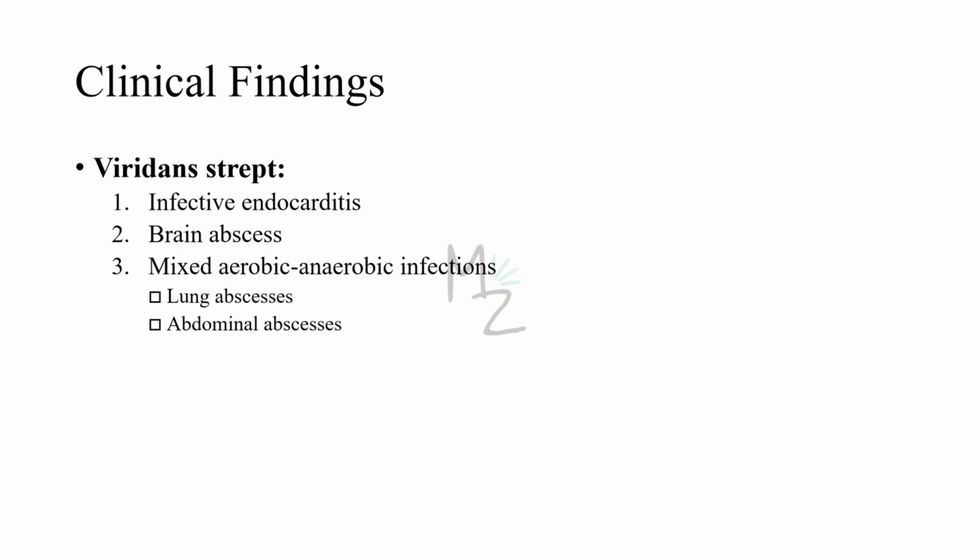Viridans streptococci, for example, Strep mutans, Strep mitis, etc. They are responsible for causing infective endocarditis. When they enter the bloodstream, they will cause bacteremia. They often enter the bloodstream from the oropharynx, typically after dental surgery, and are responsible for causing brain abscess. They are also involved in mixed aerobic and anaerobic infections like lung abscesses and abdominal abscesses, for example, liver abscesses.